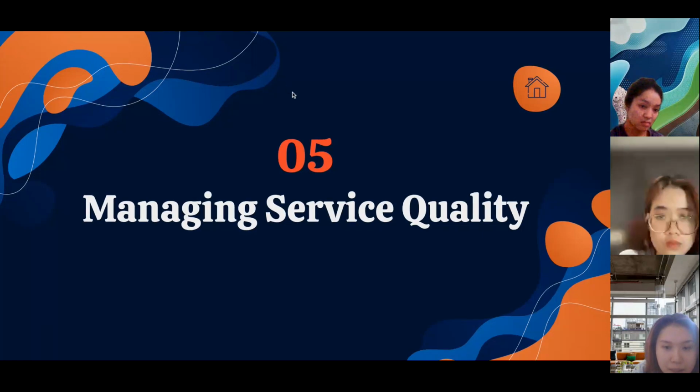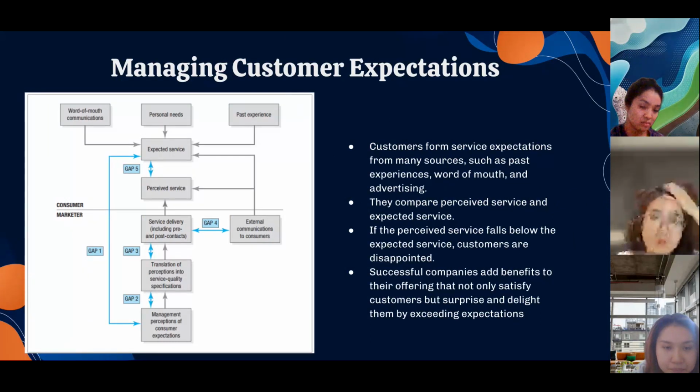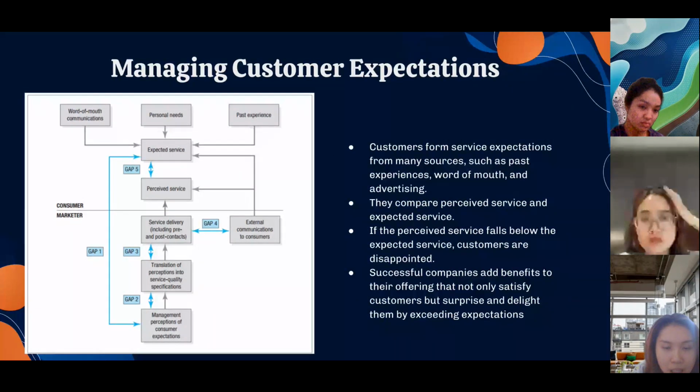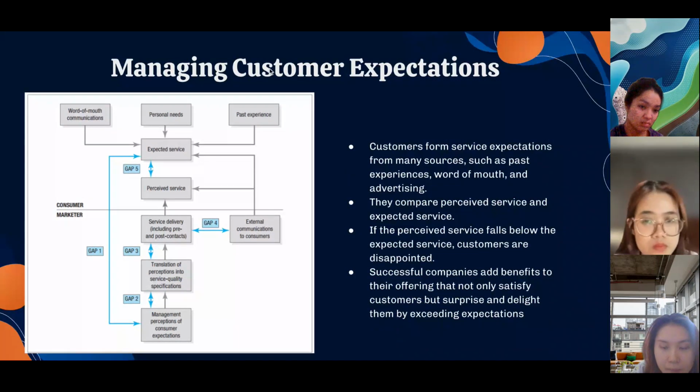The first part is managing customer expectations. Customers form service expectations from many sources, such as past experiences, word of mouth, and advertising. In general, they compare perceived service and expected service. If the perceived service falls below the expected service, customers are disappointed. Successful companies add benefits to their offering that not only satisfy customers but surprise and delight them by exceeding expectations.